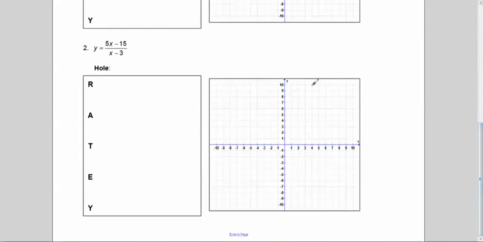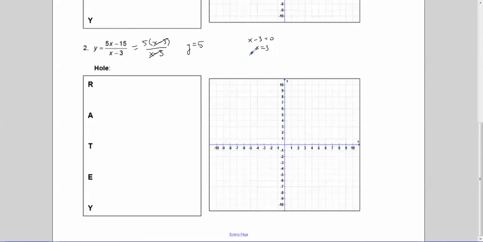Number 2, again we'll start by factoring. So we have a GCF of 5 in the numerator. 5 times x minus 3 divided by x minus 3. Common quantities x minus 3 can be divided out. So our simplified function is y equals 5. Again, we don't need to use asymptotes, so let's identify our hole. The hole occurs where the original function is undefined, so where x minus 3 equals 0. So we have a hole at x equals 3.